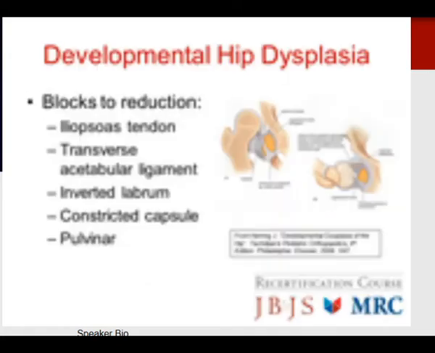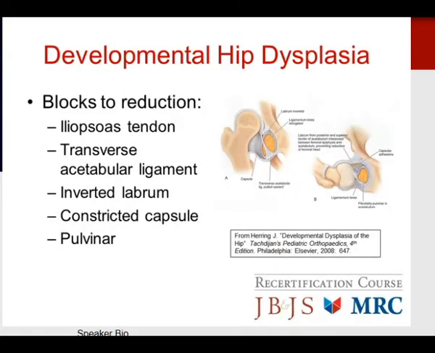A commonly tested concept are the blocks to reduction at the time of open reduction of the hip. These include the iliopsoas tendon, which is often constricted and needs to be lengthened, as well as the transverse acetabular ligament, an inverted labrum, constricted or hourglass capsule, as well as the pulvinar or the fibrofatty tissue at the bottom of the acetabulum. Again, you have to address all of these blocks to reduction to obtain and maintain a reduction in your cast.